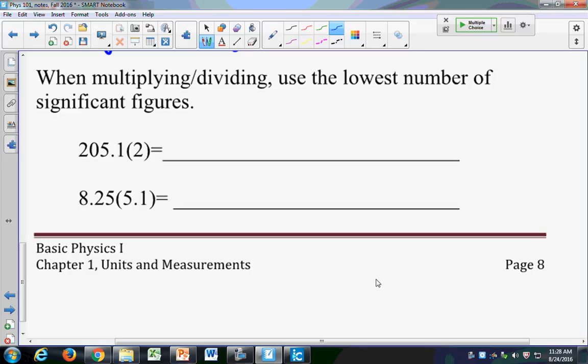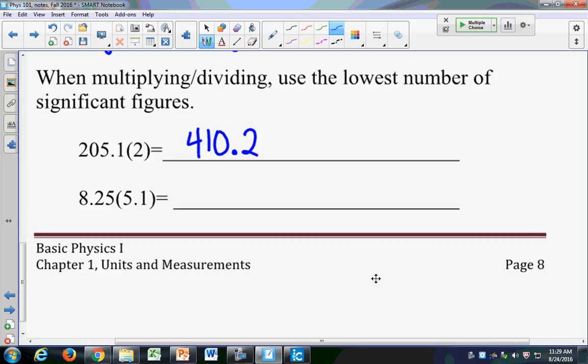So for example, here this would be, if I put it in my calculator, it would be 410.2. But that's not the correct answer. What would be the correct answer in this case? Keeping the lowest number of sig figs between this number and this number. Think about it for just a second. And now say the answer.